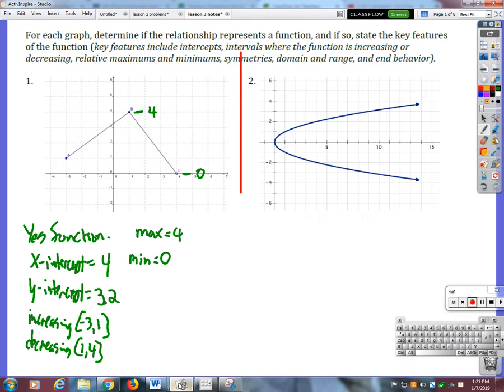What else we got? Symmetries. Luis, any symmetries? Like, can I draw a line anywhere and have that be the same on both sides? Nope. So there's no symmetry.